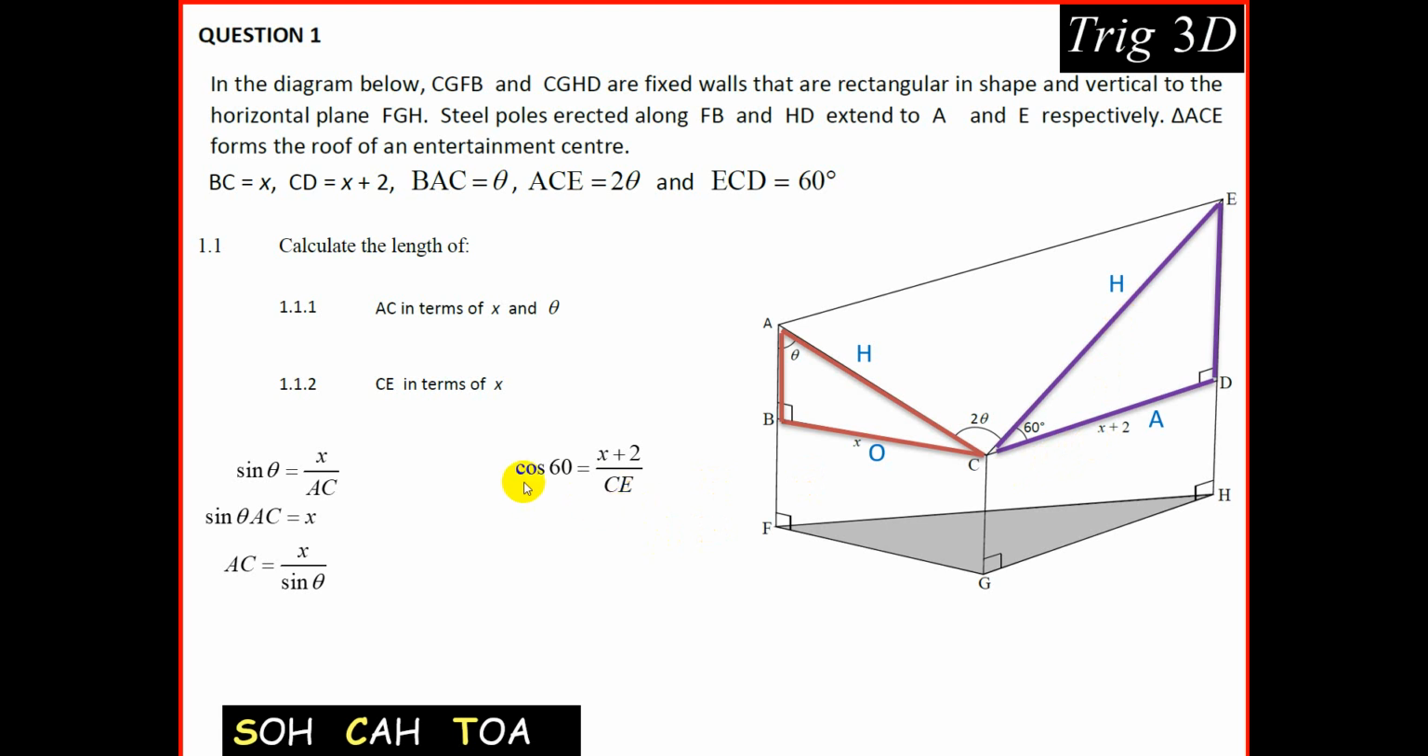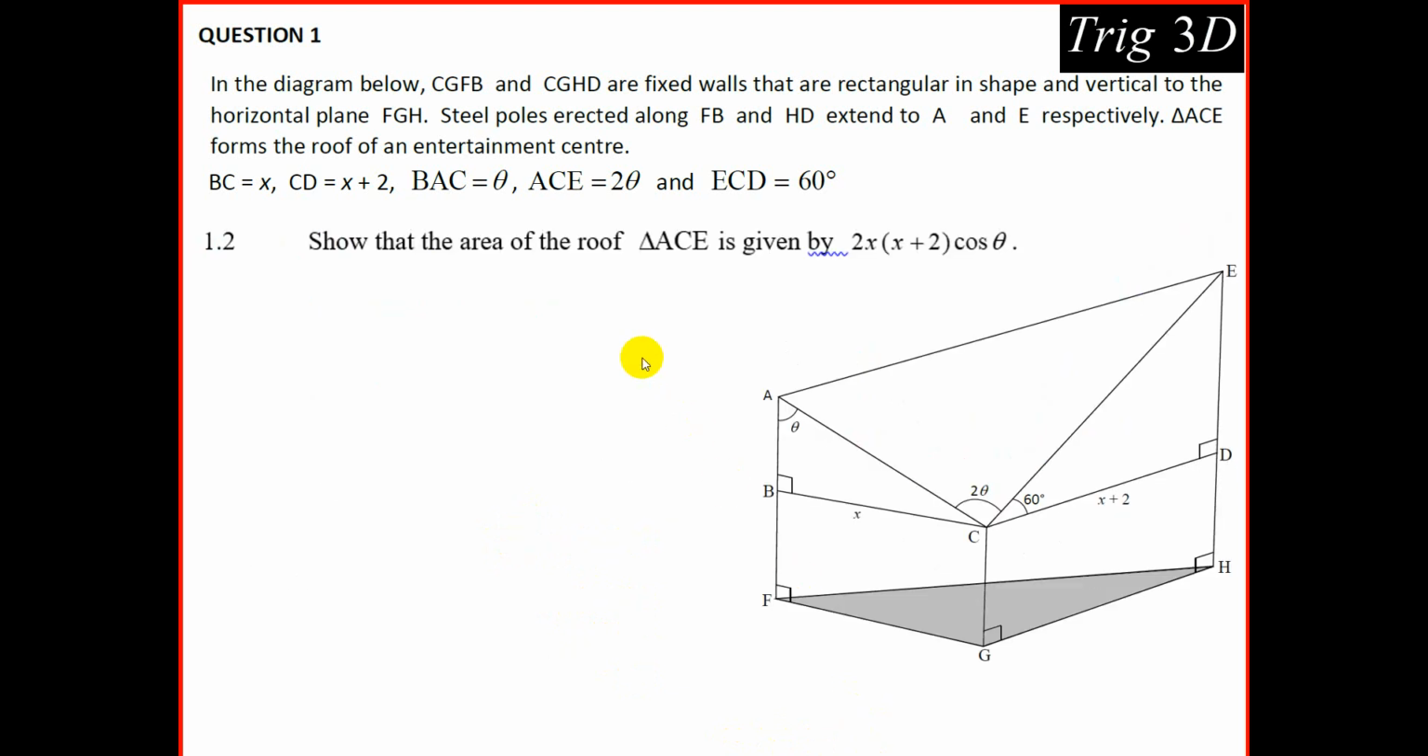Now also remember that we can find cos 60 with a calculator if we need to. So by cross multiplying, cos 60 is half, times CE is equal to x plus 2. To get rid of the half, I'm going to multiply both sides by 2. And that gives me CE is equal to x plus 2 multiplied by 2. And we can use the distributive law. 2 times x is 2x, plus 4. Moving on to the next question.